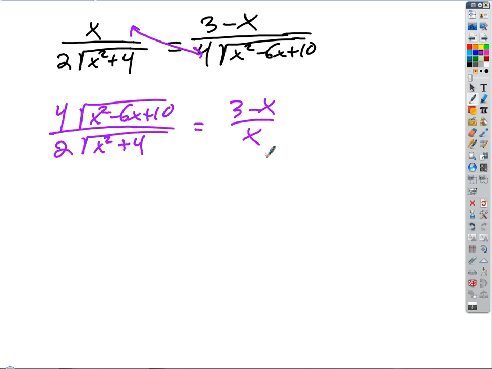So we can do a little reducing, right? This just becomes a 2. And then what's the important property here? If I have the square root of a over the square root of b, what can I do with that? You can just combine it, put it under one bracket. I can absorb that as one square root.